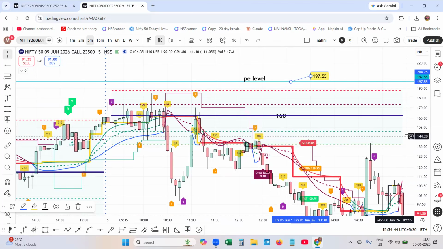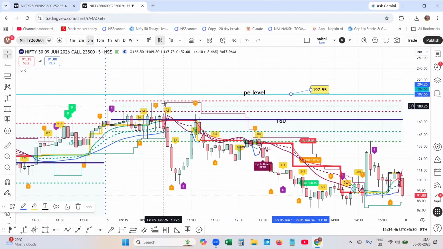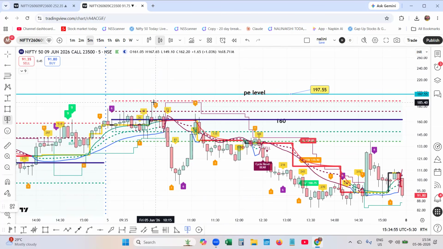What happened in the market is history. The call option could not go to this level, whatever it tried. You can see 185 was the maximum. It could not go to 197. So friends, like this, you can build a strategy and take a position.